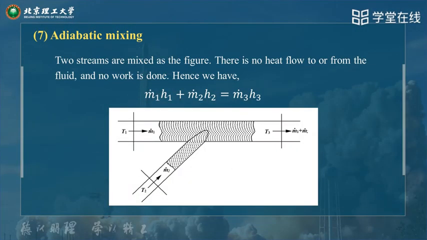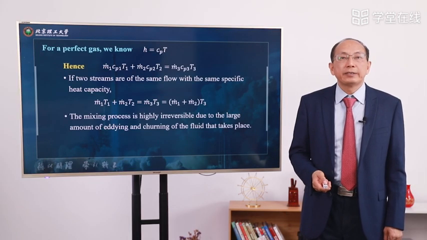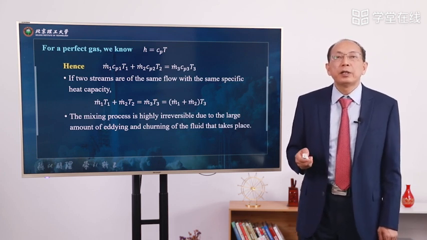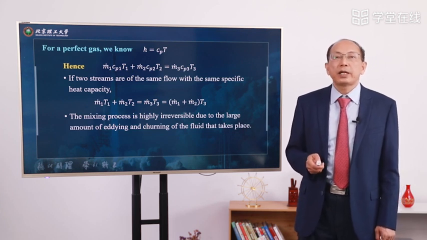mixture process. In this process, no heat flows to or from the fluid. No work is done. Hence, m1 times h1 plus m2 times h2 equals m3 h3. This means the energy in state 1 and state 2 together is the energy in the final state, state 3. For a perfect gas, we have h equals Cp times T. Cp is the specific heat capacity. T is temperature.